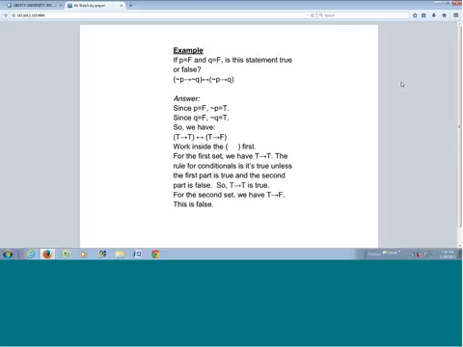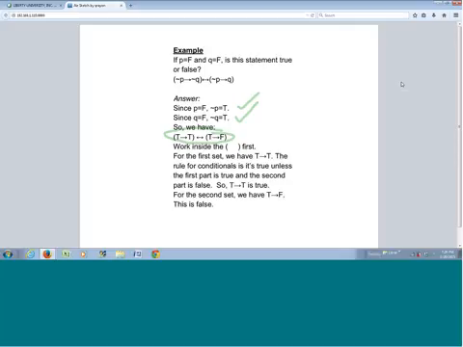Okay, let's work another example. Let's say P is false, Q is false. Is this statement true or false? Well, we have a lot of negations in there. If P is false, negation of P is true. If Q is false, negation of Q is true. So when I put the T's and F's in the sentence, it looks like this.